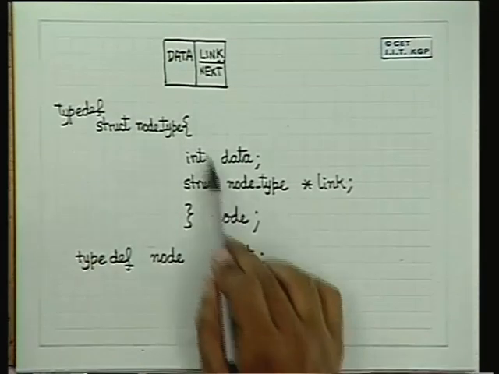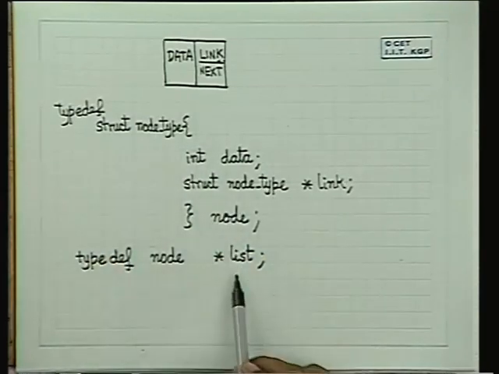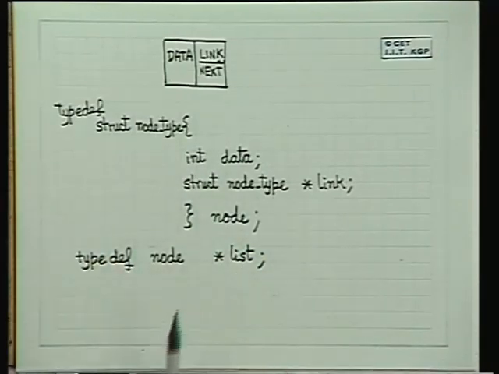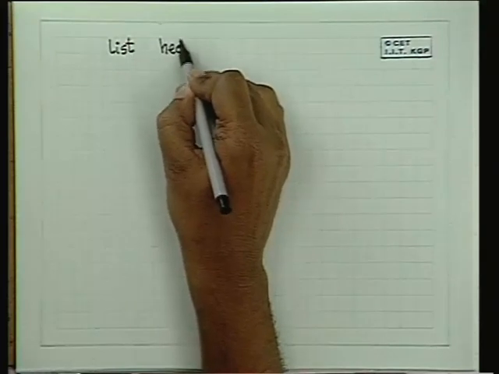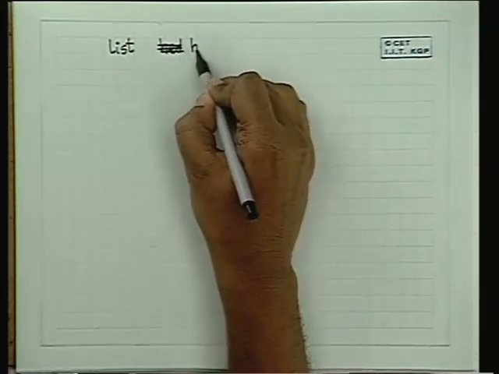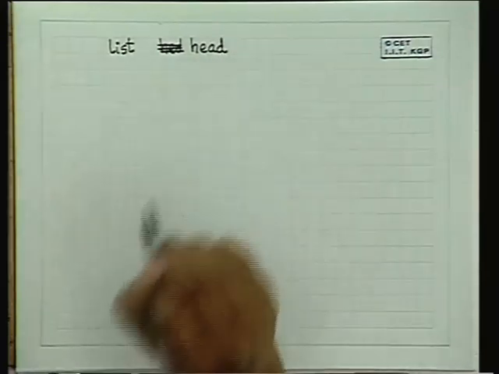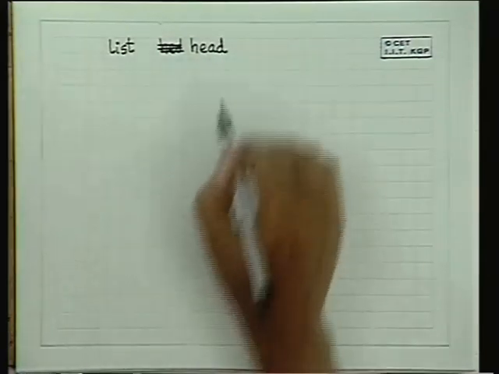So now once we have got the type declaration for a node and the type declaration for a list, we should be able to start manipulating our data. So let us try and see what we will do. First let us see diagrammatically what we will do. So let us define some variables. Let us define list, head of a list. We define a variable head of a list, which is the starting of the list.